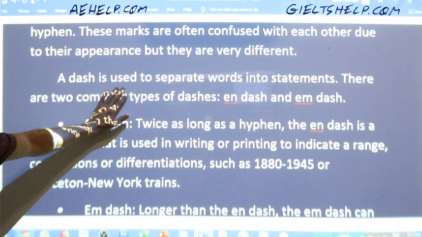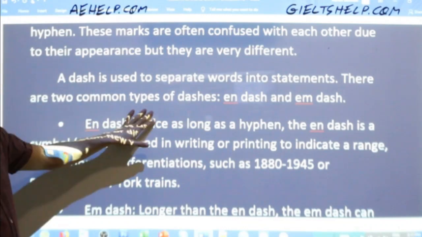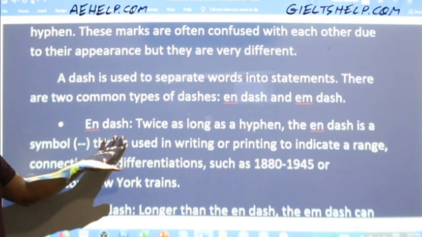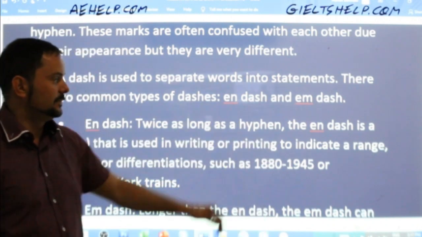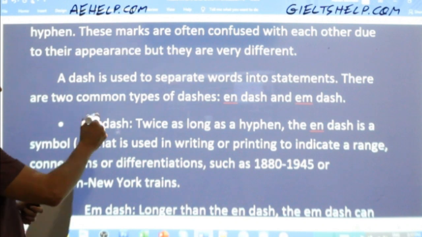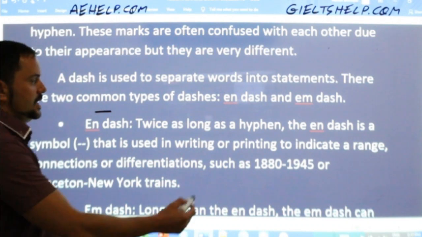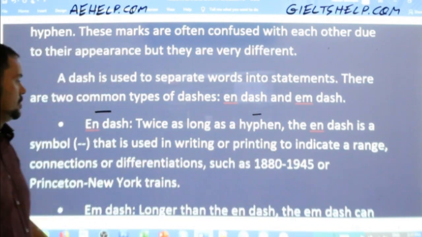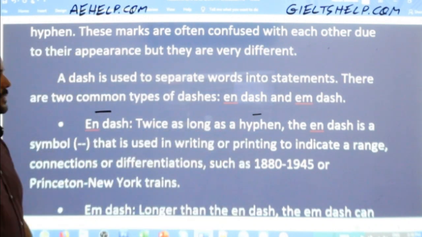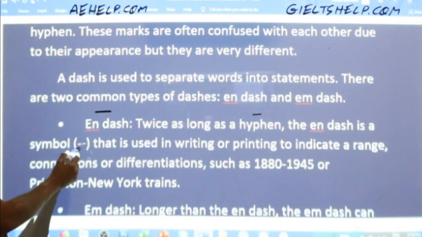A dash is used to separate words into statements. There are two common types of dashes, the N dash and the M dash. An N dash is twice as long as a hyphen. So that's the most common one. An N dash is long in your writing, and if you use computers, there is a different key for these. And then the hyphen is a short one like that. So the N dash is twice as long as the hyphen.